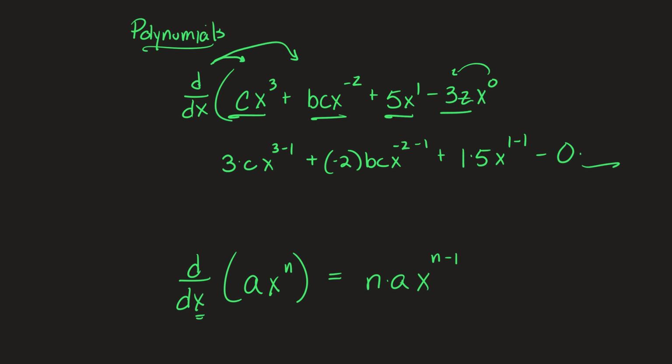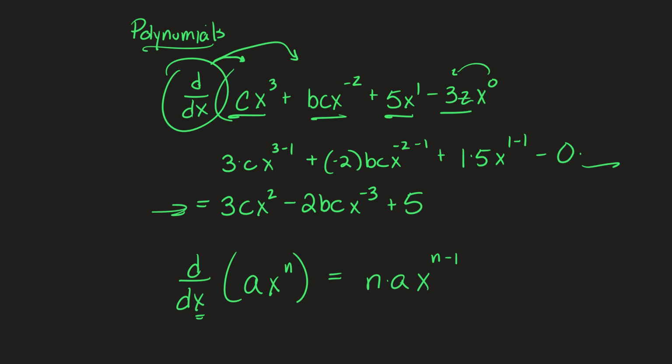So we clean this up. We'll get 3c x squared minus 2bc x to the negative 3 plus 5x to the 0. This is my new function. So I took the derivative with respect to x, and I got a new function out of it. Calculus is, like I said, the algebra of functions.